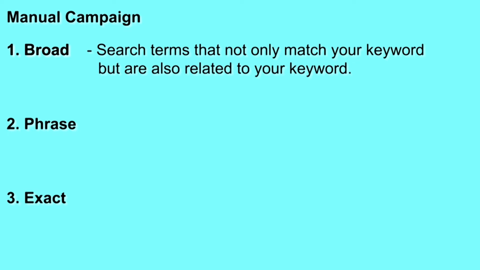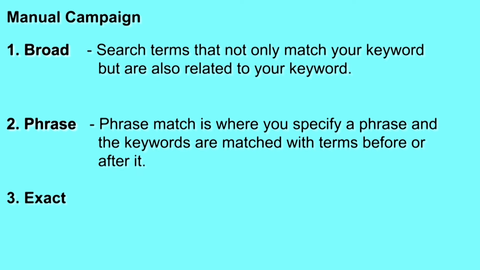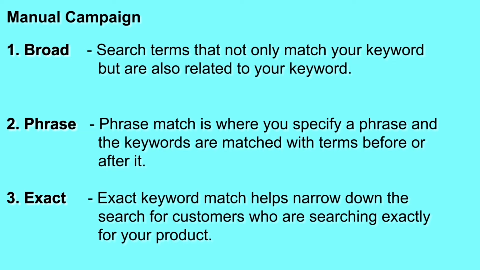When setting up a manual campaign, there are 3 different things to look at. There are broad, phrase, and exact keywords. For broad, those are search terms that not only match your keyword, but are also related to your keyword. For phrase, the phrase match is where you specify a phrase and the keywords that are matched with terms before or after it. And for exact keywords, you would use the actual words that describe your product. So you can narrow down to the customers who are searching exactly for your product, and it makes it much easier for them when they're searching it in the bar.